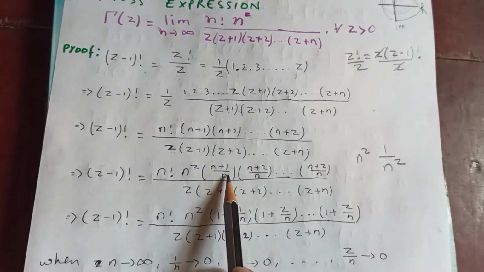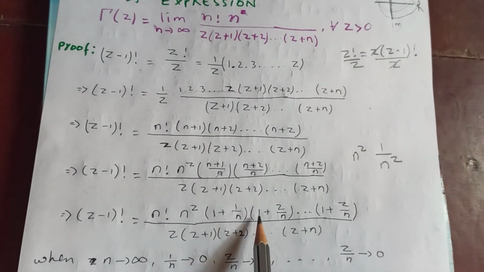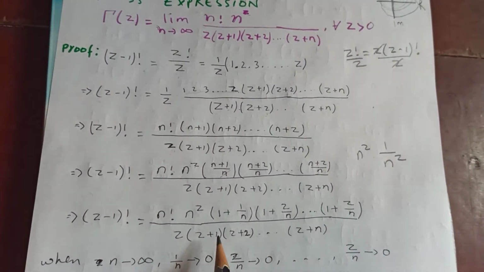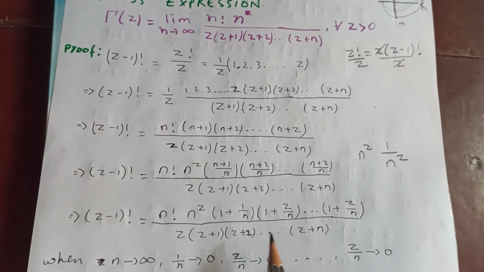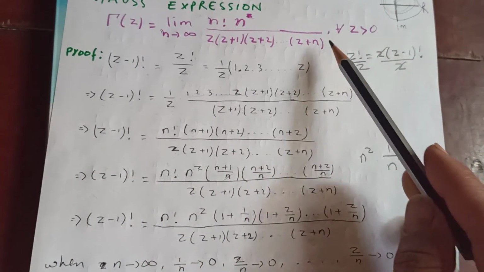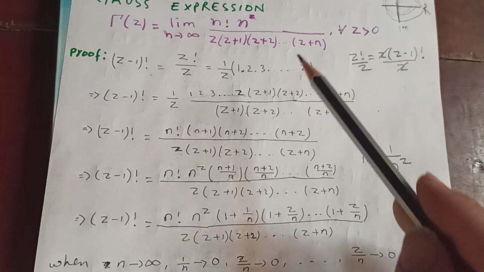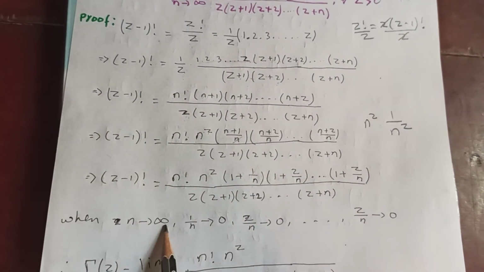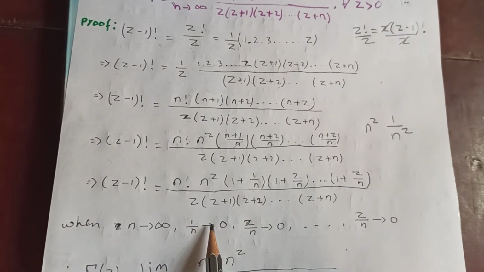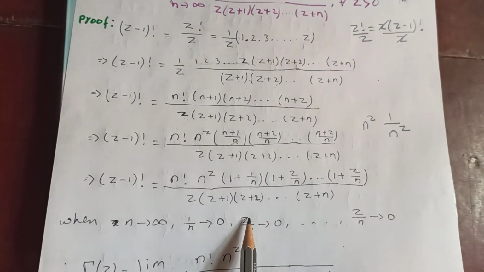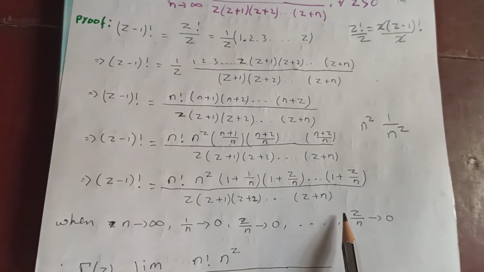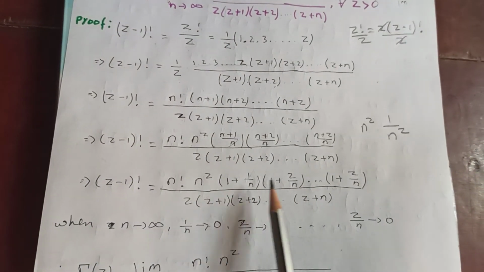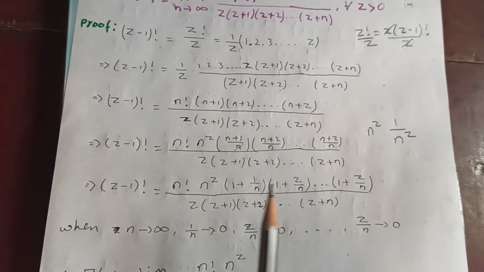Now this one, n and n cancel, right? 1 plus 1 by n, 1 plus 2 by n, and so on up to 1 plus z by n, upon z, z plus 1, z plus 2, and so on up to z plus n. We nearly proved it, right? Now if I take the limit as n tends to infinity, 1 over n will tend to 0, 2 by n will tend to 0, and up to z by n will tend to 0. So we are left with only 1. This part is only 1.